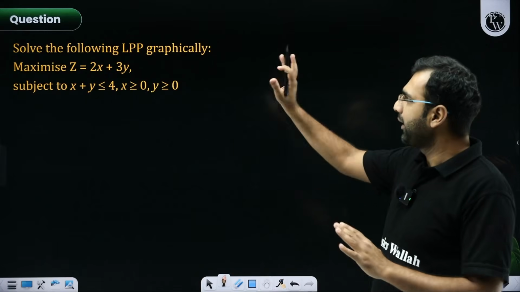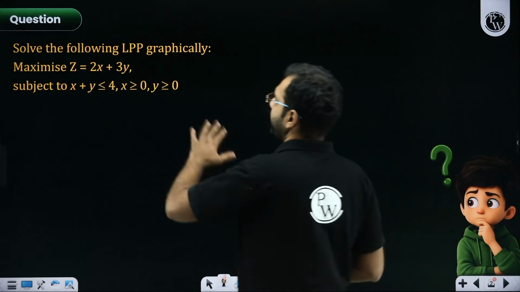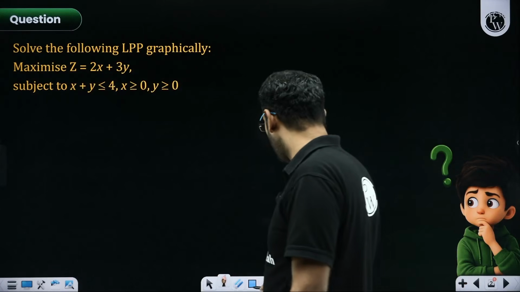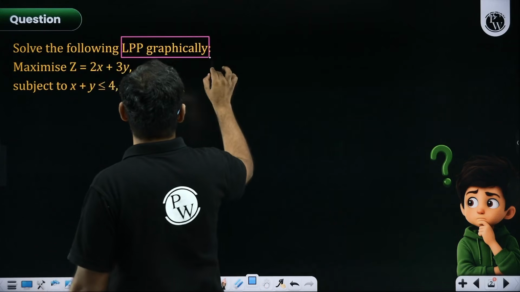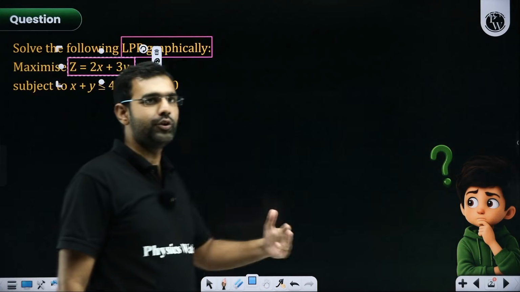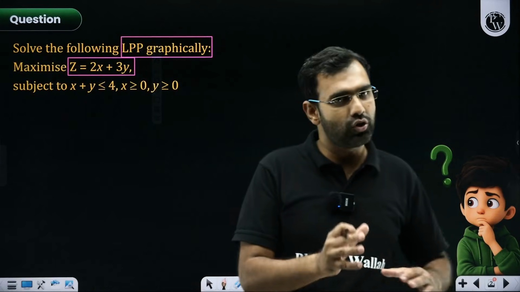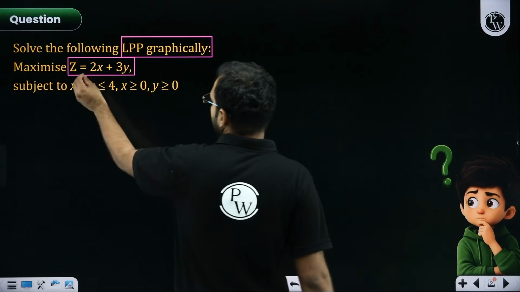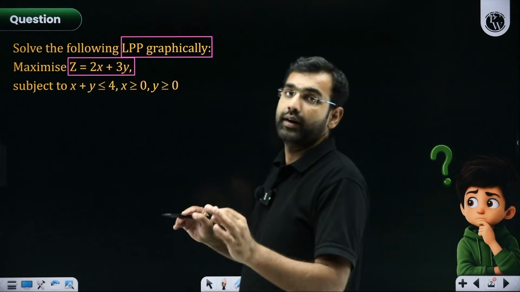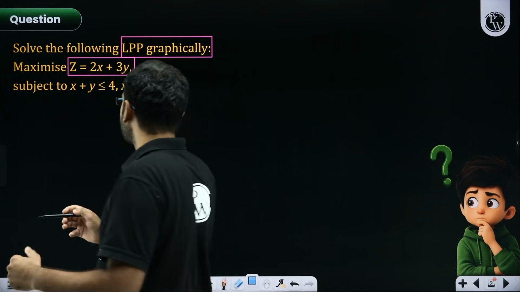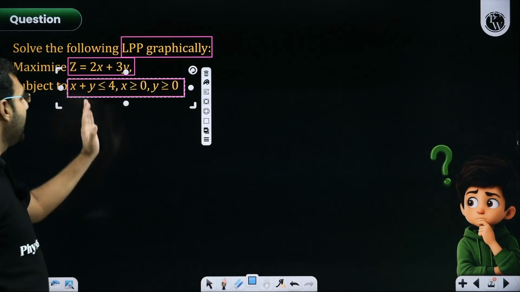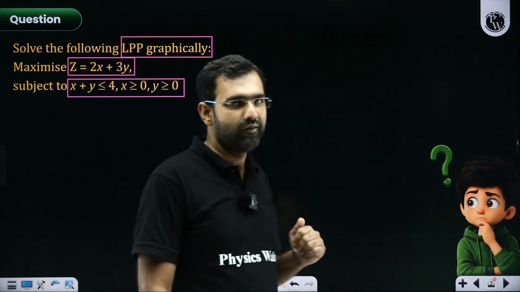So first of all, you'll be given something like this, where you will be asked to solve a question based on linear programming graphically most of the times. So what we do here is you are given, first of all, a relation which you need to optimize. There's this Z I need to optimize. Optimization means minimization or maximization. So this Z is given as 2x plus 3y. So I need to get its maximum value under some conditions. Which conditions? That x plus y will always be less than or equal to 4, x will be greater than or equal to 0, y will be greater than or equal to 0.